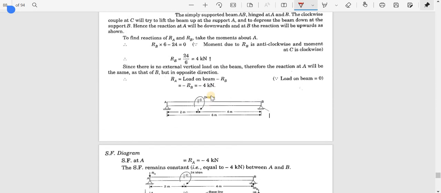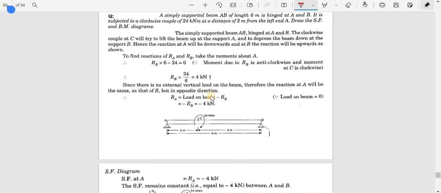Now another problem is there. Instead of the loads, in some questions a moment can be given like this. A moment can be given. So here we can see that only a moment is given. First of all our aim will be to find out the reactions. So I am taking RA and RB. To find the reaction at A and B, the moment about A should be 0. So what is the equation? RB into 6 minus 24. RB is anti-clockwise and this is clockwise. Therefore RB is equal to plus 4, that is upward.